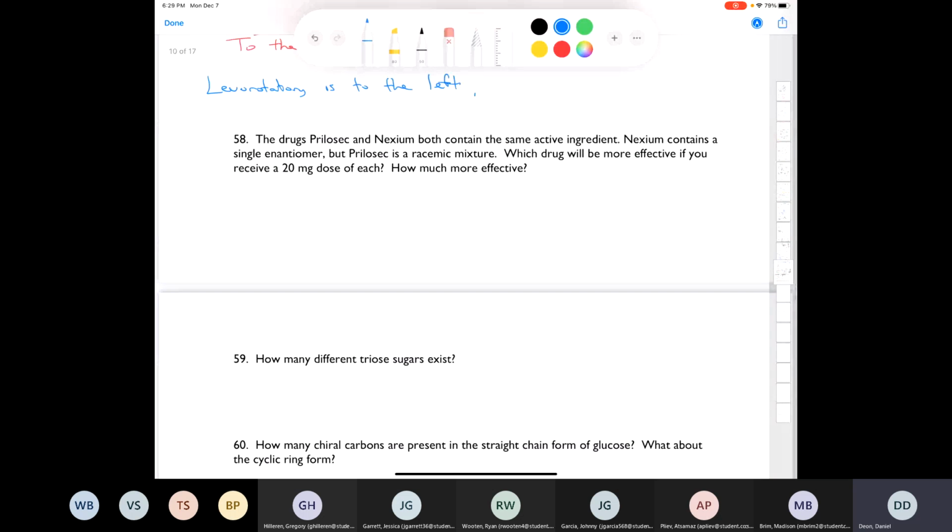The drugs Prilosec and Nexium both contain the same active ingredient. Nexium contains a single enantiomer, but Prilosec is a racemic mixture. Which drug will be more effective if you receive a 20 milligram dose of each? How much more effective? You guys remember what a racemic mixture is?